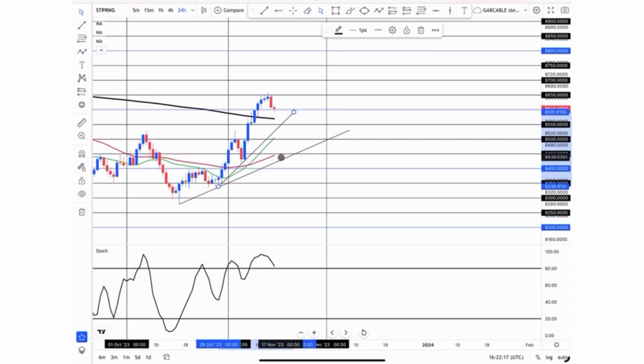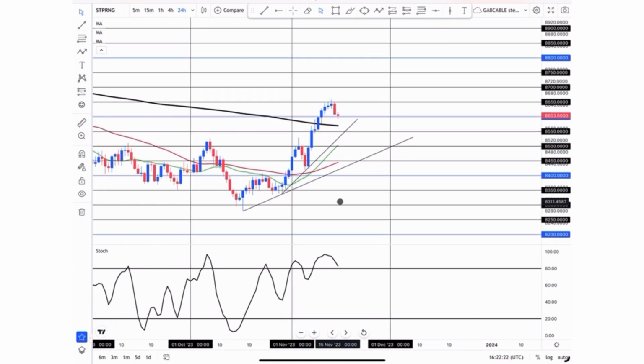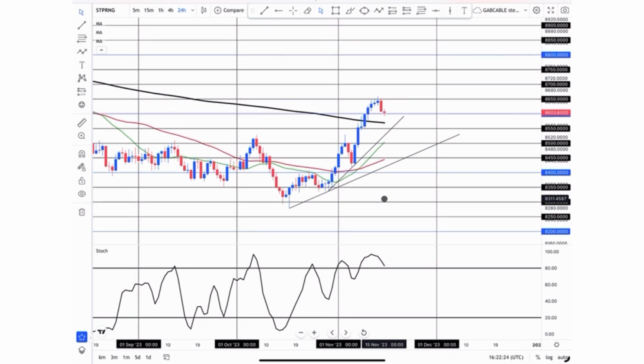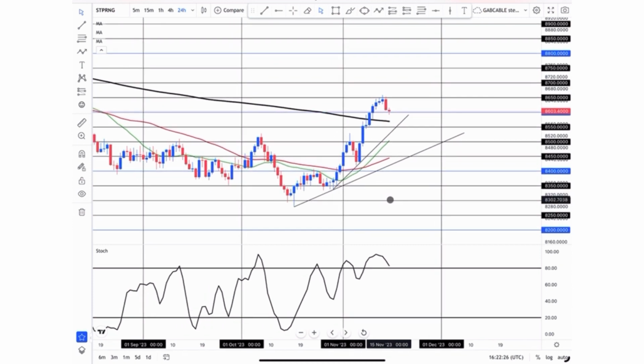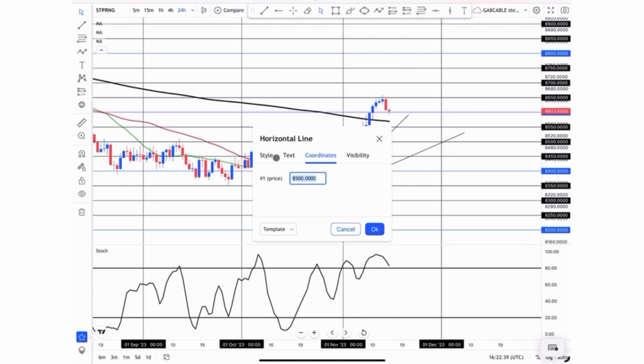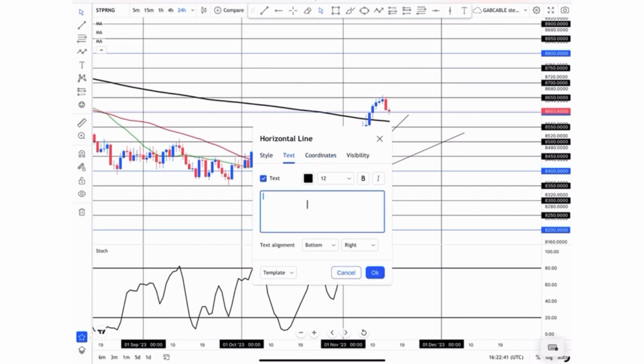Since I have identified these areas, I want to confirm the previous high, the highest of the previous month. This is October, right? And this is November. So this is the highest level of the previous month. Allow me to label it. I will say October resistance.